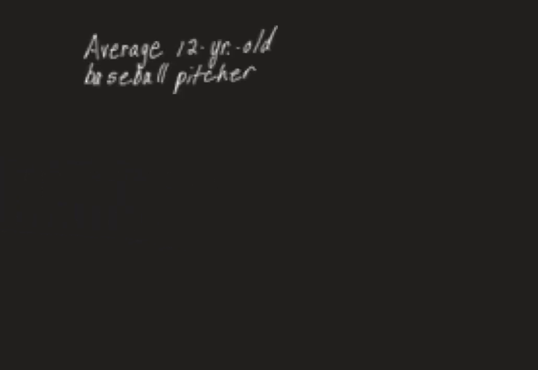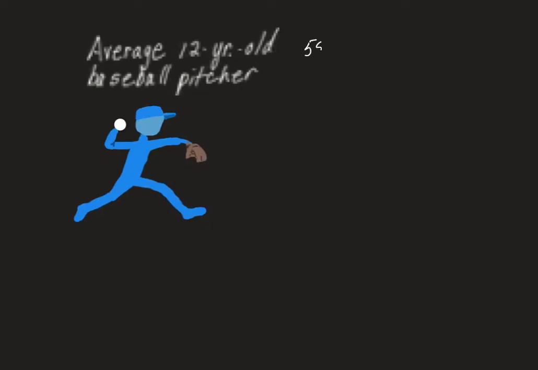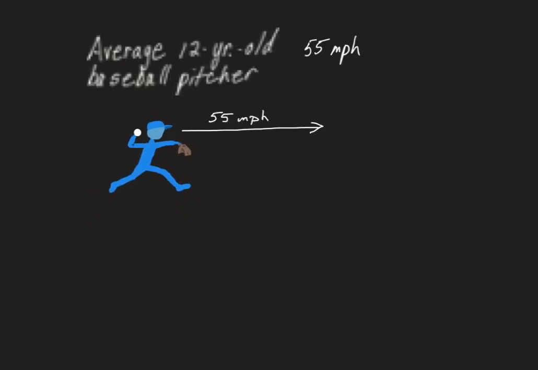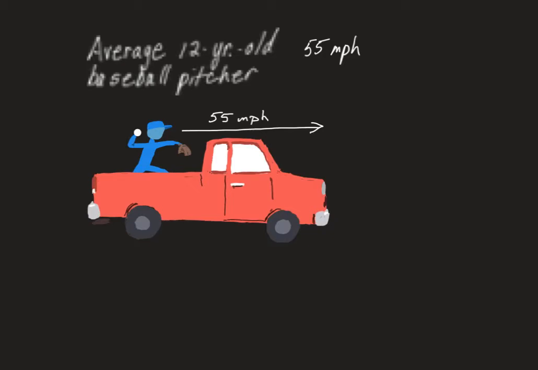So let's talk about your average 12-year-old baseball pitcher. This player's pitching speed is about 55 miles per hour. However, if you put this guy in the back of a pickup truck, and the truck itself is traveling at 25 miles per hour, if he throws the ball forward in the direction the truck is going, the ball will actually be traveling at a speed of 80 miles per hour to the right. You can add vectors. We add these two because they're going in the same direction.